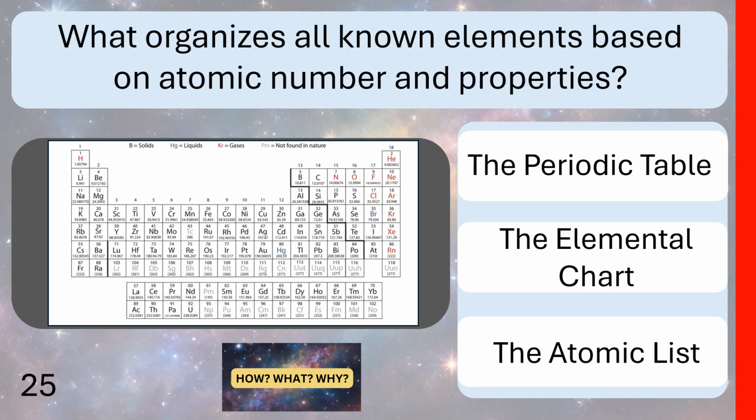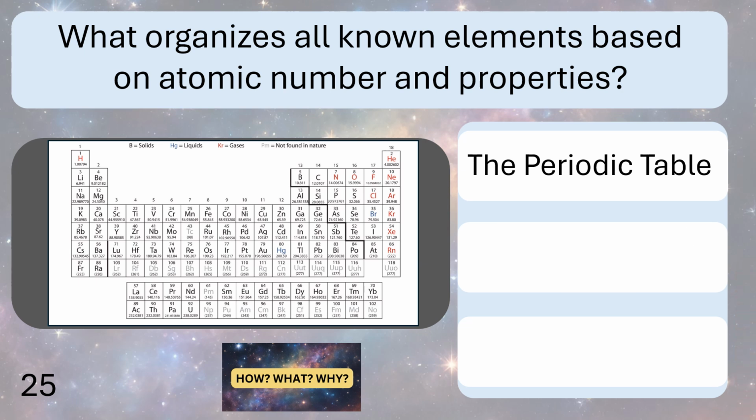What organizes all known elements based on atomic number and properties? Is it the periodic table, the elemental chart, or the atomic list? Periodic table, element chart, or atomic list? Of course, the picture here is a picture of the periodic table.